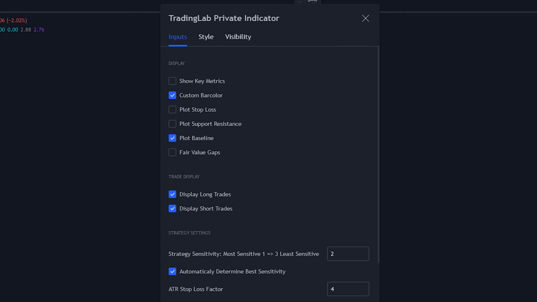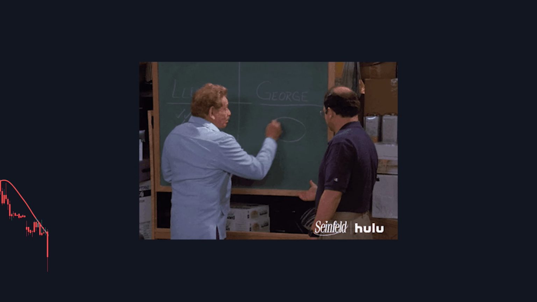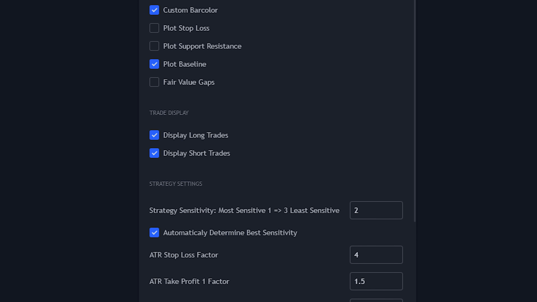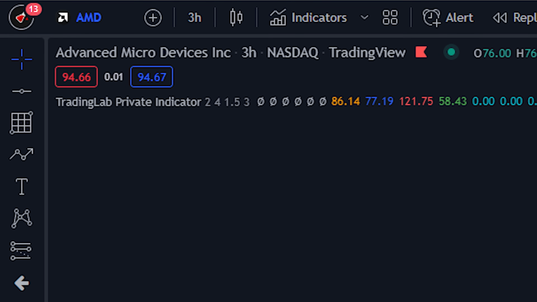So for this first example, we only have custom bar coloring and baseline enabled in the settings. So our chart is pretty simple right now, but I really just want to show you what a simple trade looks like first, and then we can get into all the advanced settings after. The chart we are looking at is AMD on the 3-hour time frame. From all the backtests we did, the 3-hour time frame seemed to provide the best results.